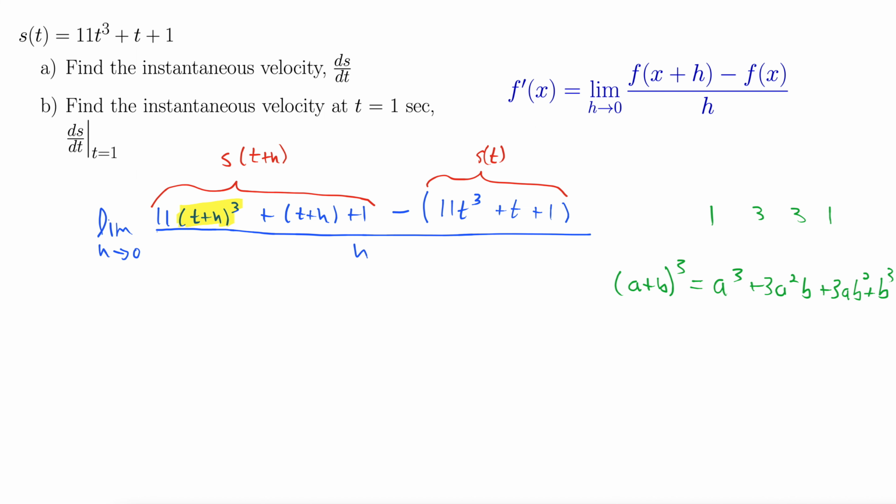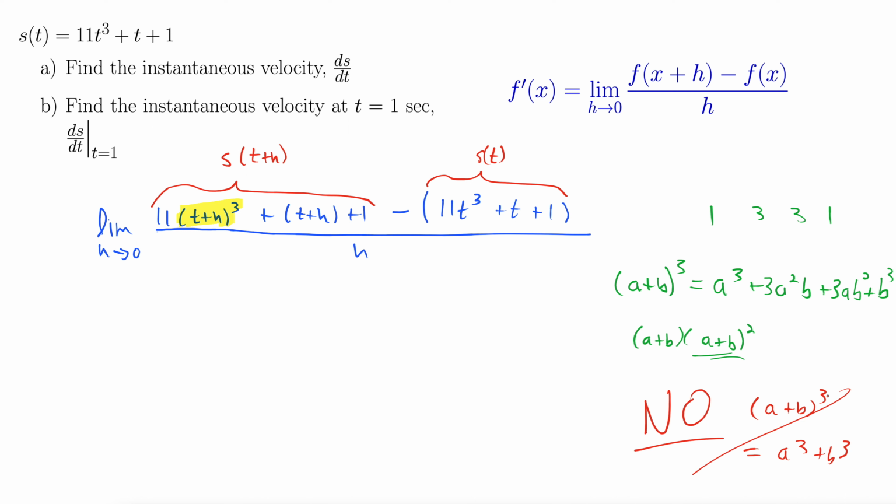That's the most direct way to deal with a plus b cubed. You're more than welcome to peel off a single a plus b, and then do a plus b squared and expand that out. What you absolutely can't do, so I'm writing no here, is this: a plus b cubed equals a cubed plus b cubed. No, can't do it because there's a plus in there. So make sure you watch out for that kind of thing.